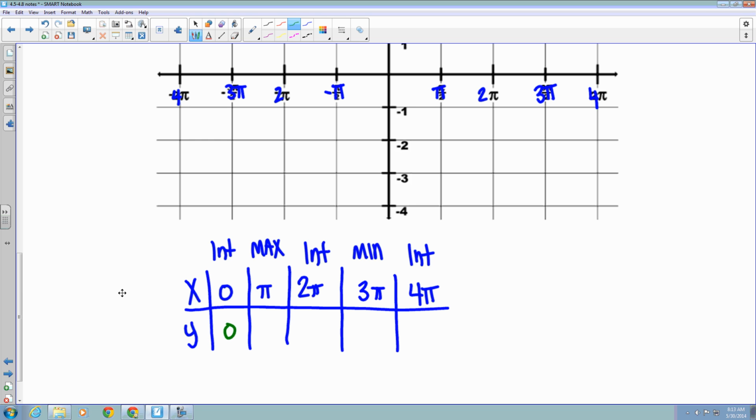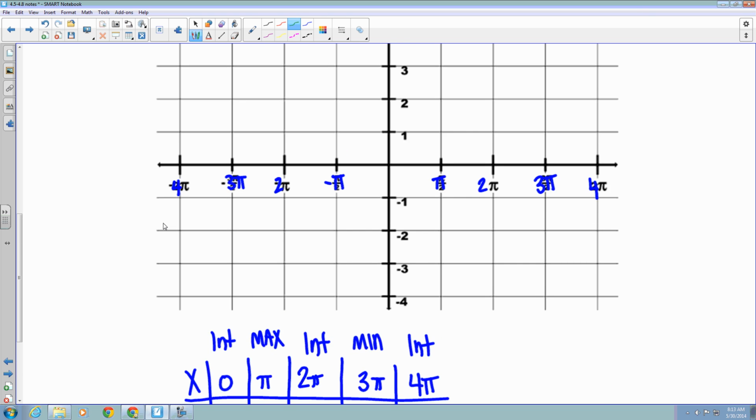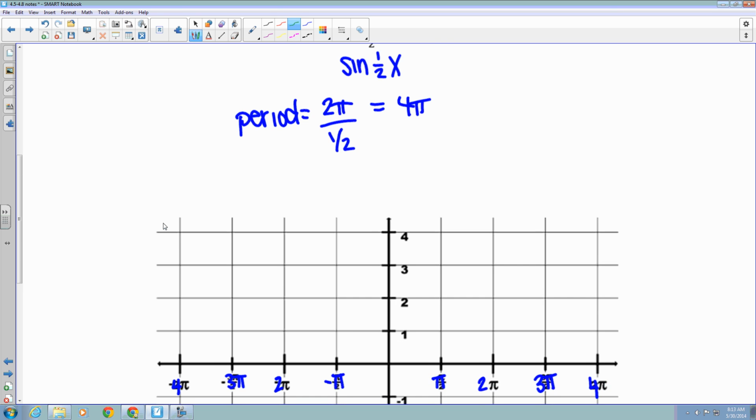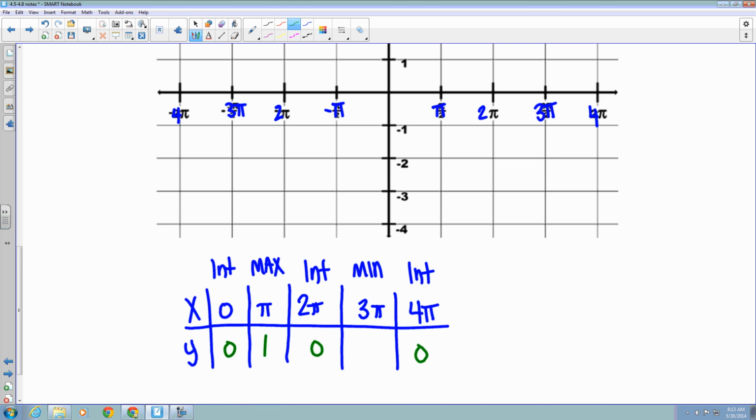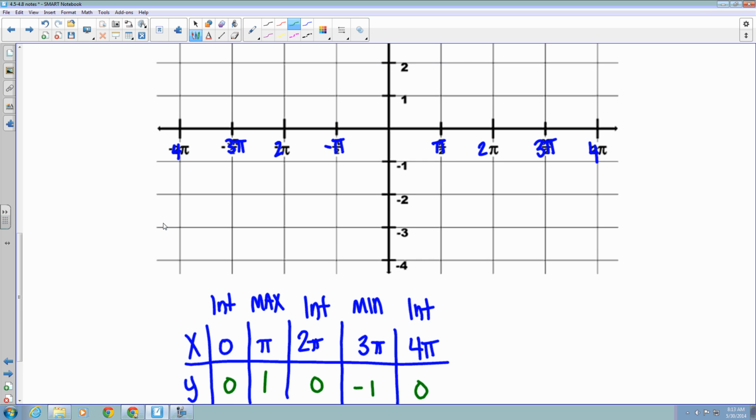Okay, all the intercepts are going to be 0. For the max, there was no number in front, I don't believe, nope. So the height's still going to be 1. So your max is 1, your minimum is -1. And I'm going to go ahead and graph that. Okay, and that's our graph.